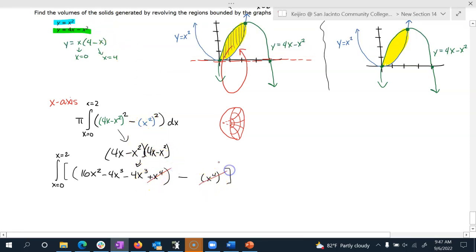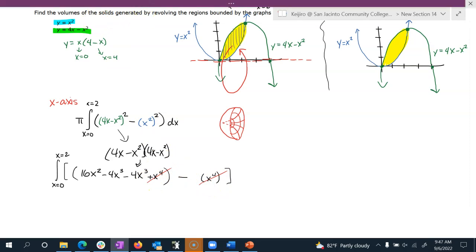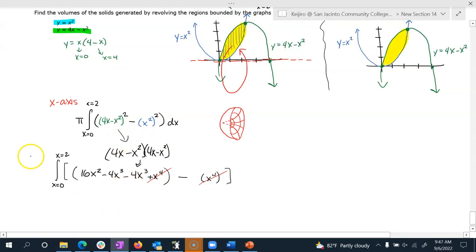I think this x to the fourth is going to cancel out with this x to the fourth. So really, all you're going to have in the end is there's a pi in front. Pi times the integral from 0 to 2 of 16x squared minus 8x cubed, once you combine those, dx. Really not very much. Okay, once you integrate that, that's going to be 16x cubed over 3 minus 8x to the fourth over 4, so 2x to the fourth. Evaluated from 0 to 2.